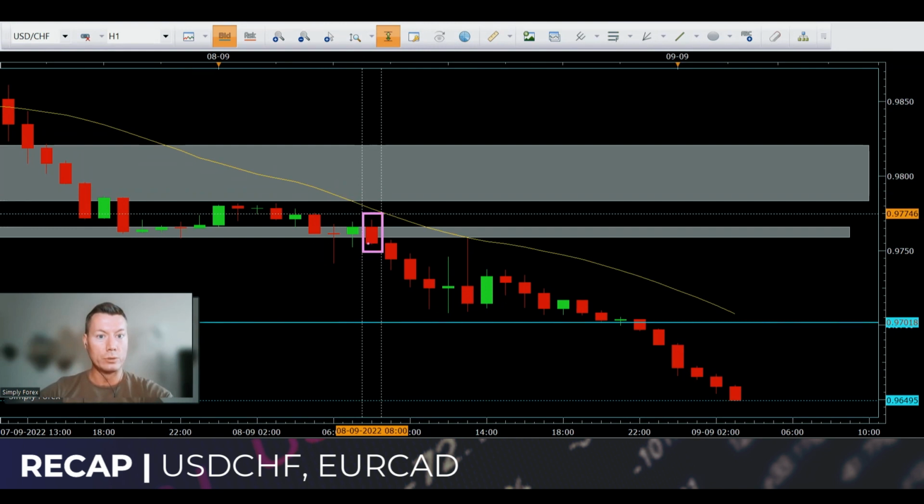I entered on the close. I put my stop above this last swing high here. So this was my stop area, with a bit of wiggle room there. Then I closed 80% of the trade. It was a little bit more than a risk to reward of 1:1. Once I got down to about here, this was my reward.